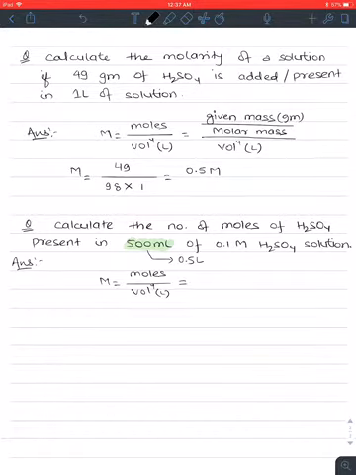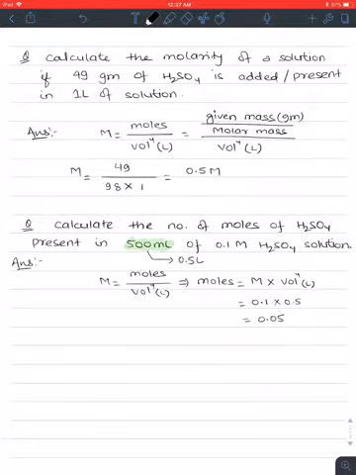So from this we can say that the number of moles of solute will be equal to molarity of solution into volume of solution in liters. So molarity is how much? 0.1, into volume of solution, which is 0.5 liter. So just multiply it, you will get number of moles is equal to 0.05 moles.